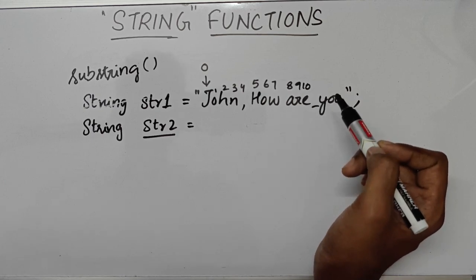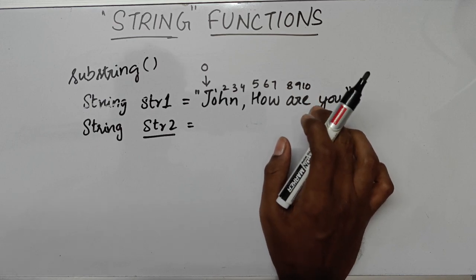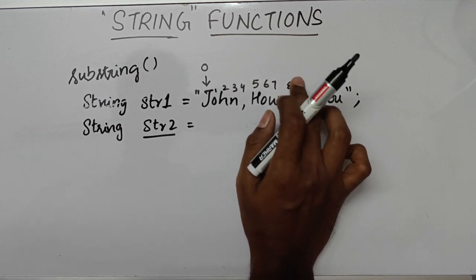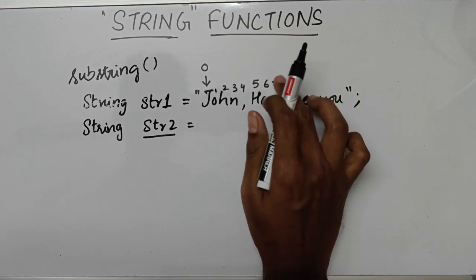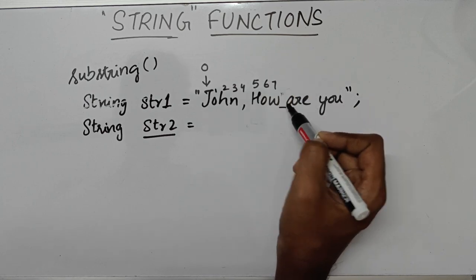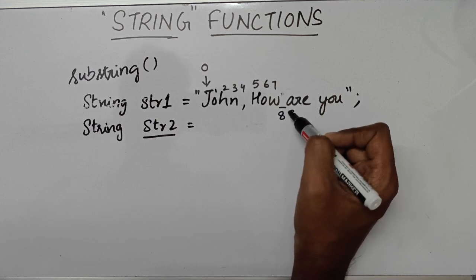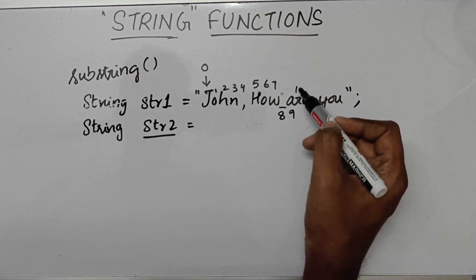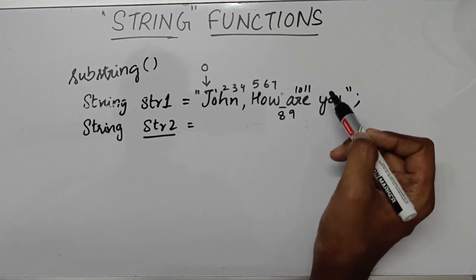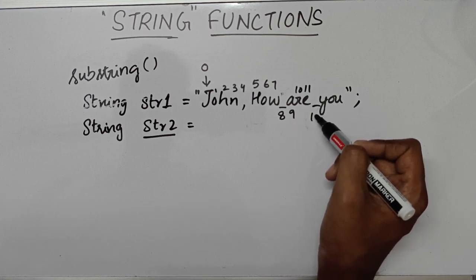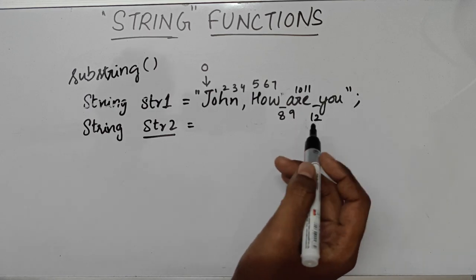And this space will be, sorry, I made a mistake over here. This space over here will also count, and that will be index number 8, A will be index number 9, R will be index number 10, E will be 11, and this space will be 12. So for now, let's use this.